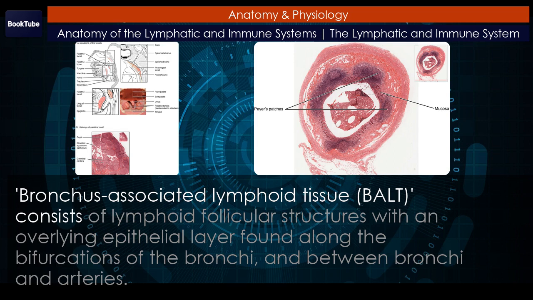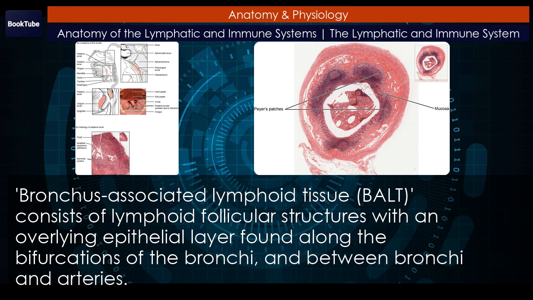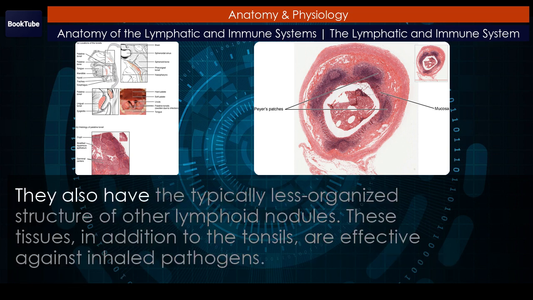Bronchus-associated lymphoid tissue, BALT, consists of lymphoid follicular structures with an overlying epithelial layer found along the bifurcations of the bronchi, and between bronchi and arteries. They also have the typically less organized structure of other lymphoid nodules. These tissues, in addition to the tonsils, are effective against inhaled pathogens.